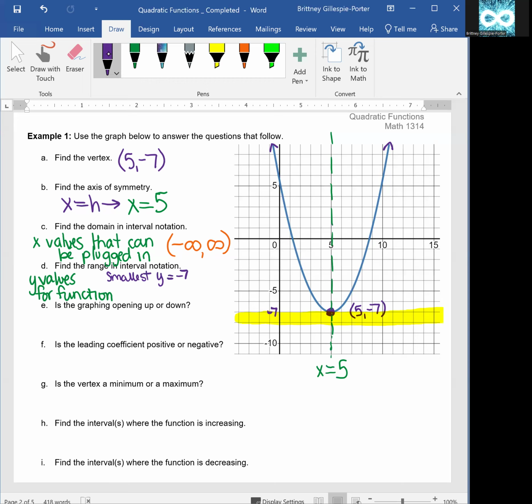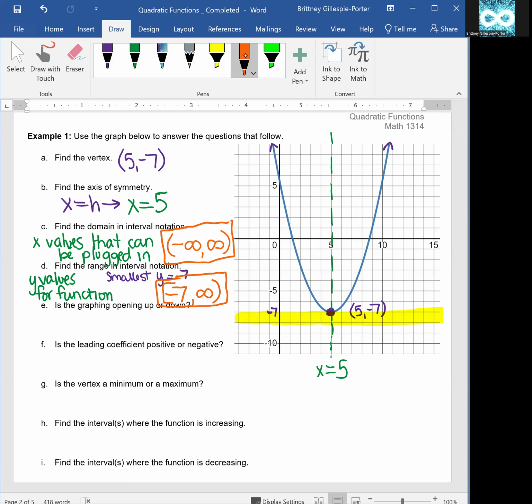So let's look at the biggest y. If we follow our graph up, it just keeps going and going and going. So it's going to keep going up to infinity. That means that our range is going to be -7, our smallest, and we can hit -7, so we're going to use a bracket. It keeps going, which means it's going to go on up to infinity. And again, we use the bracket on the -7 because we can actually have a y value of -7.